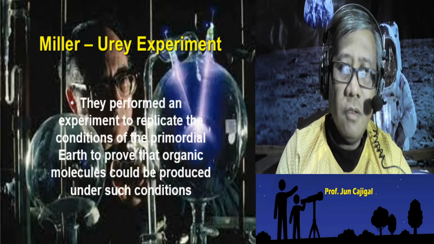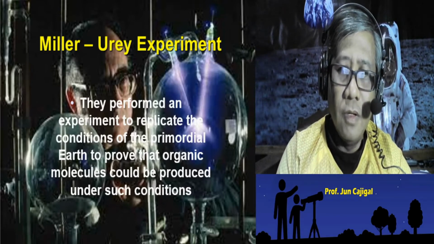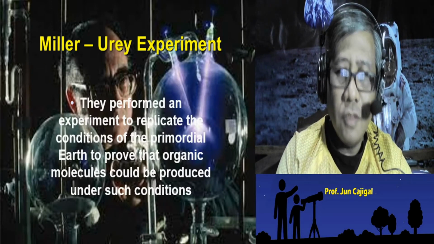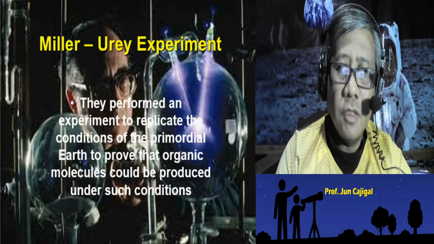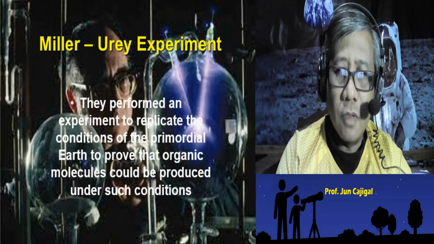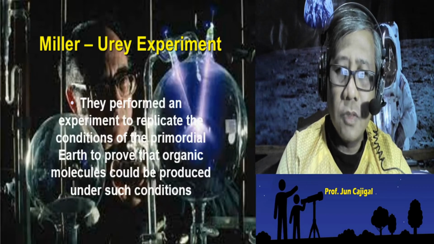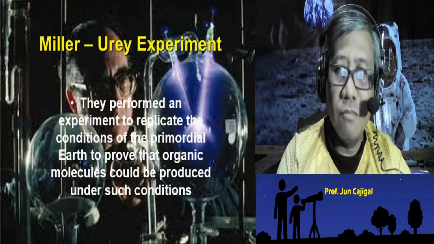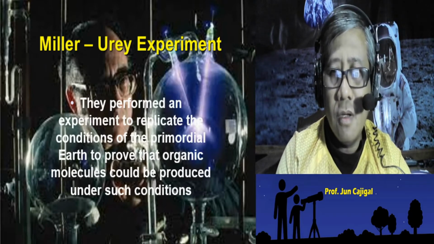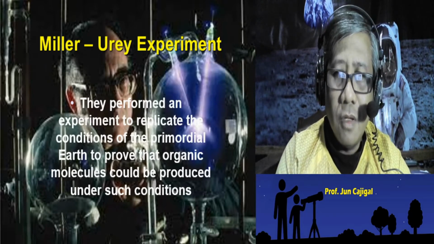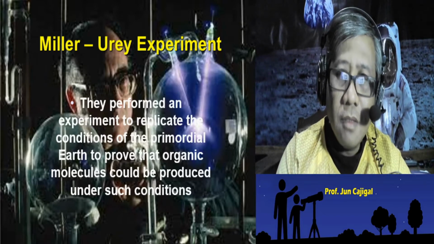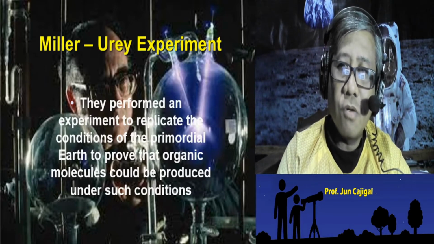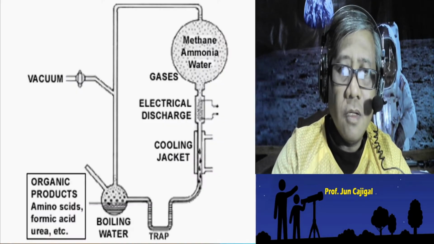So Miller and Urey performed an experiment to replicate or duplicate the conditions of the primordial Earth to prove that organic molecules could be produced under such conditions. Those that I mentioned earlier, like the atmosphere having ammonia, methane, carbon dioxide, and lightning as the energy source. So what they did is that they replicated the conditions.